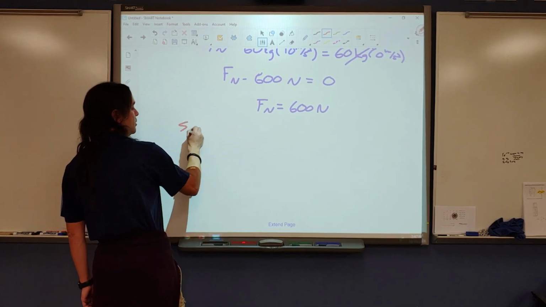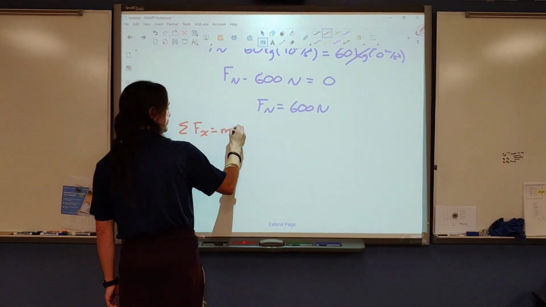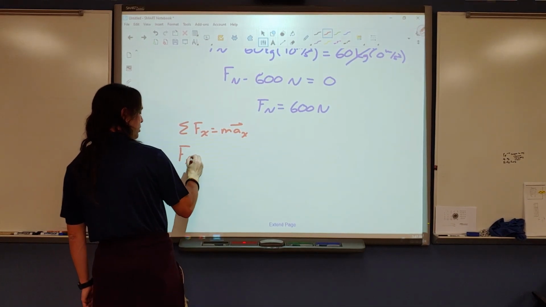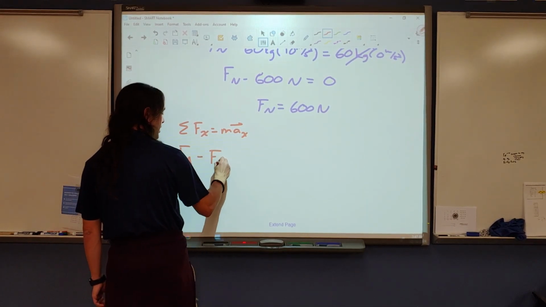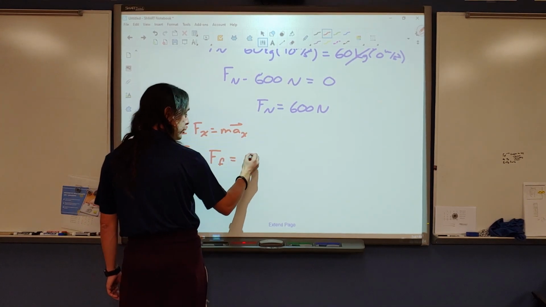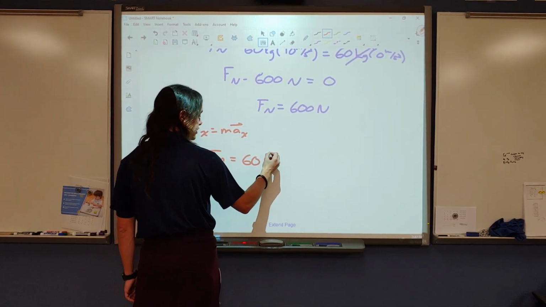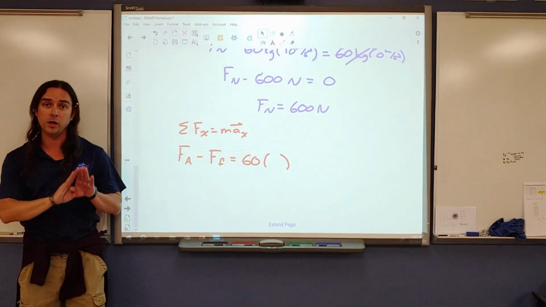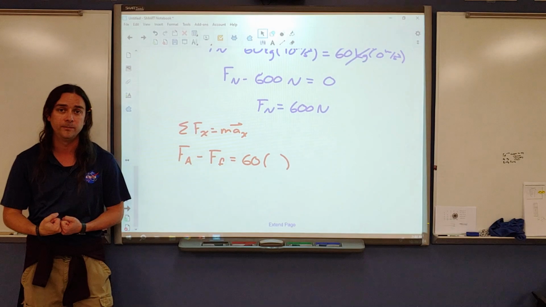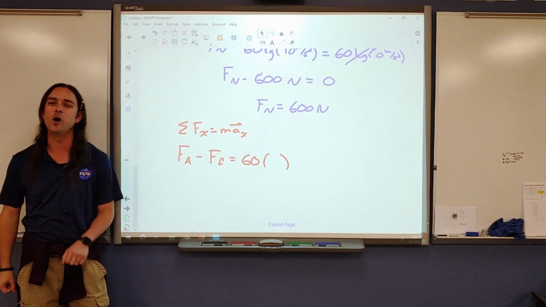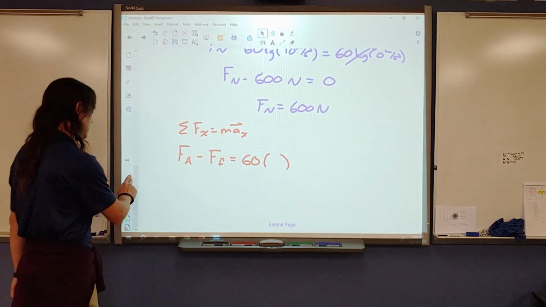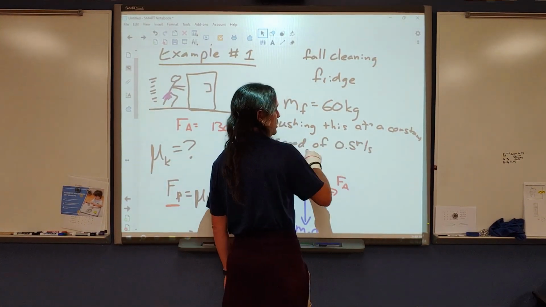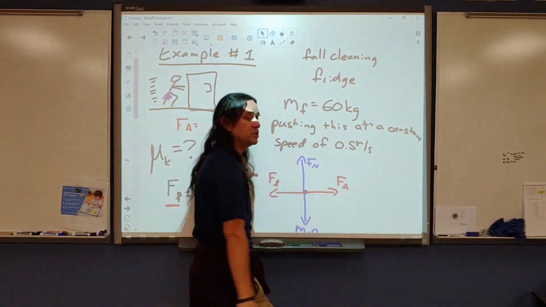I'm now going to apply my sum of forces in the x direction and see what I can find out. So we've got my force applied to the right minus the force of kinetic friction to the left, and those are the only forces, so that would be equal to 60 kilograms times my acceleration in the x. Well, what's my acceleration in the x while I'm pushing it across my kitchen floor? Now you might be tempted to say, oh, it was 0.5, but let's wait. Pay close attention. I'm pushing this at a constant speed of 0.5 meters per second.